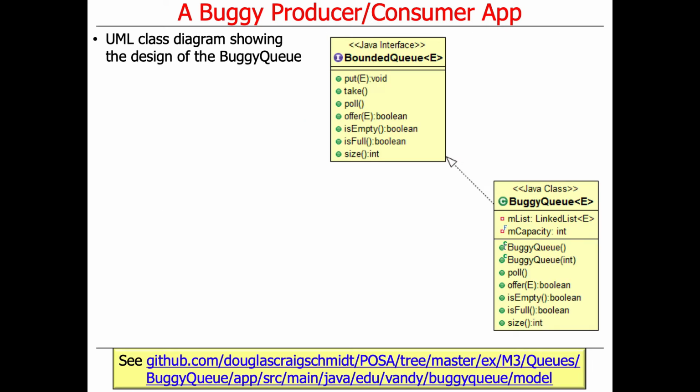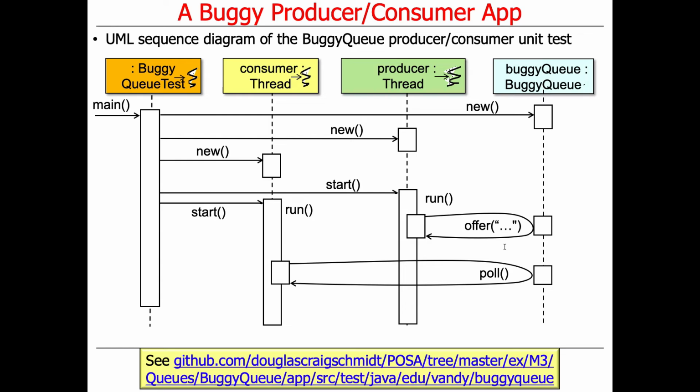Here's the basic diagram of how this works. Buggy queue is the class that we write, and it implements the Java bounded queue interface. That's just because that's what array blocking queue does, but this is going to be a buggy version of things. So here's what the test program looks like.